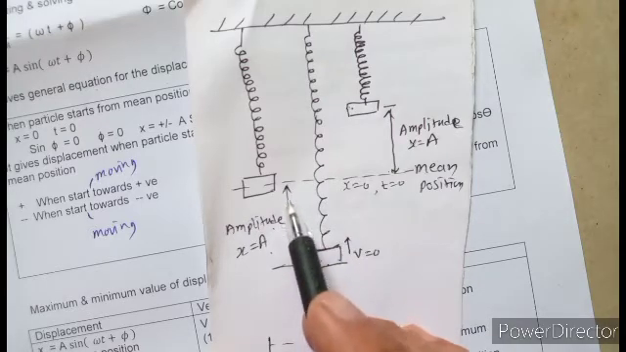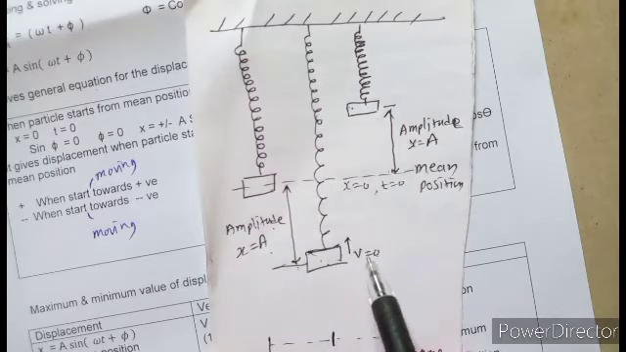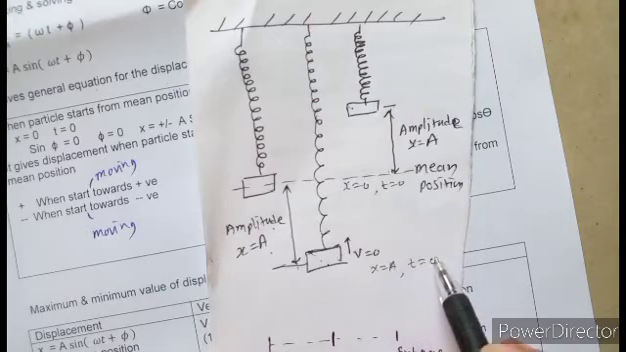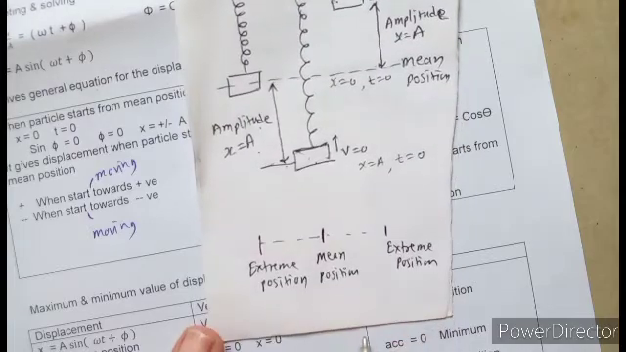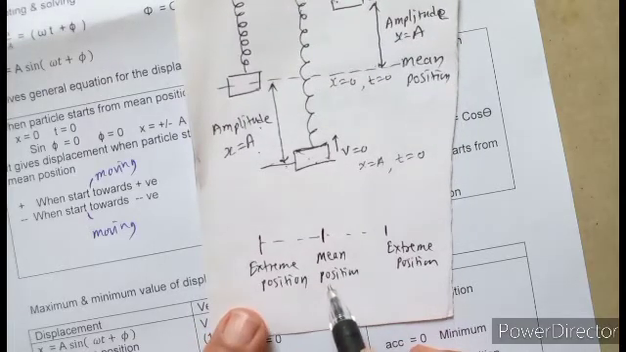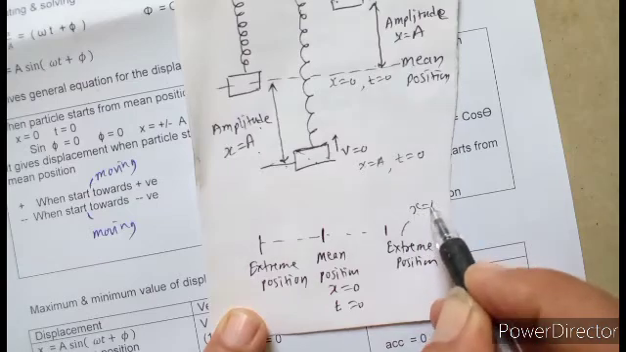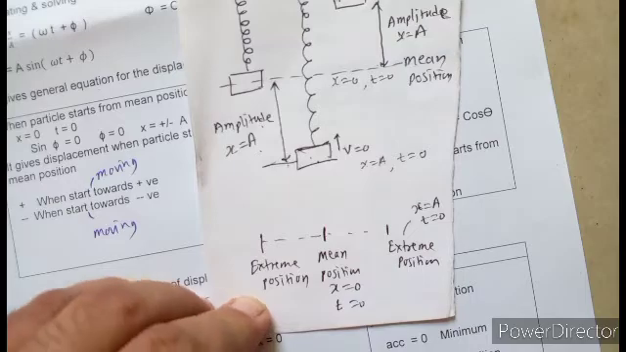The extreme position, that is the maximum displacement from the mean position, is equal to the amplitude. When it starts from this position, x is equal to a, and time, which is the starting point, is 0. This may be written in this way also. Mean position where x is equal to 0, t is equal to 0. When the particle starts from this extreme position, then x is equal to a, but t is equal to 0. We apply these two conditions.